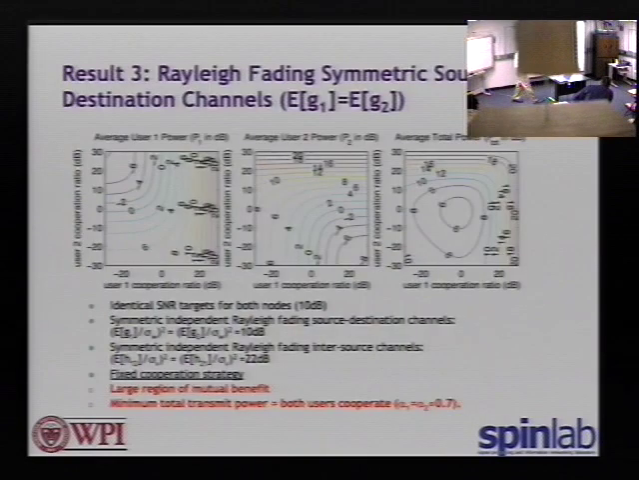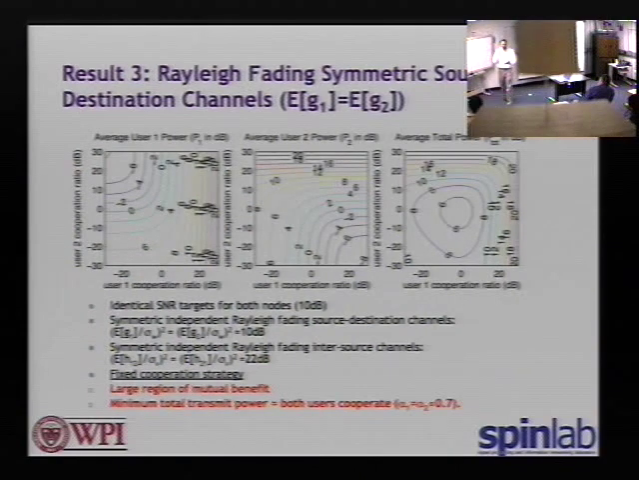Okay, let's show some more of these plots. This is the fading case now. This is a symmetric case, so both users are looking at statistically identical channels to the destination. But they could be different at any given time, right? Statistically symmetric, but not symmetric on an instantaneous basis. Both users have a 10 dB SNR target, symmetric source-destination channels, and symmetric inter-source channels.